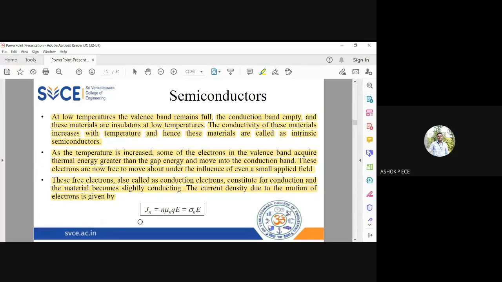Now see, we are going to denote the current density J. Usually we have seen for conductors J is equal to sigma E. But here I'm denoting it as Jn. Jn equal to sigma_n into E. Why Jn? This n indicates your electrons. So Jn equal to the same formula, sigma_n into E. All other things will be the same. This mu will be mu_n because electrons have separate mobility.